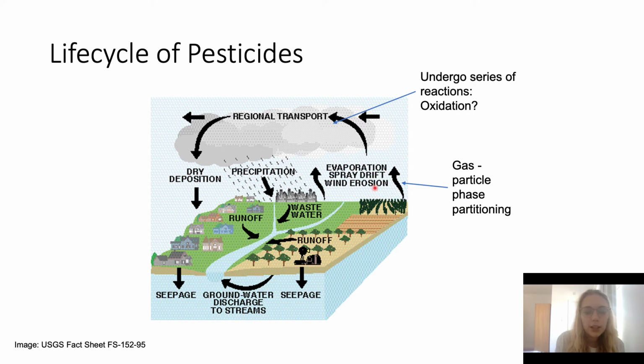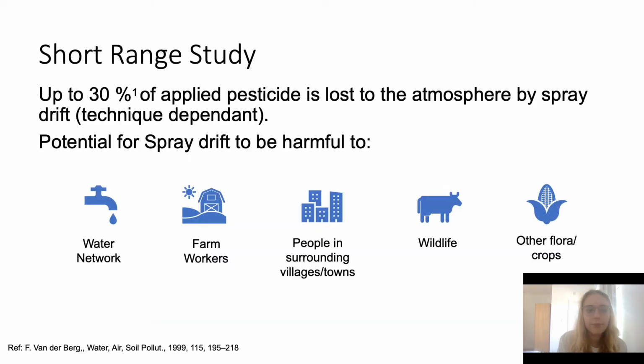Here, the pesticide is applied to the field before atmospheric processes such as gas-particle phase partitioning lead to long-range and short-range transport before finally deposition occurs. As part of my TBS, I undertook a short-range study. This is important in terms of pesticides, as 30% of applied pesticide is lost to the atmosphere by spray drift, and this has potential to be harmful to ecosystems.